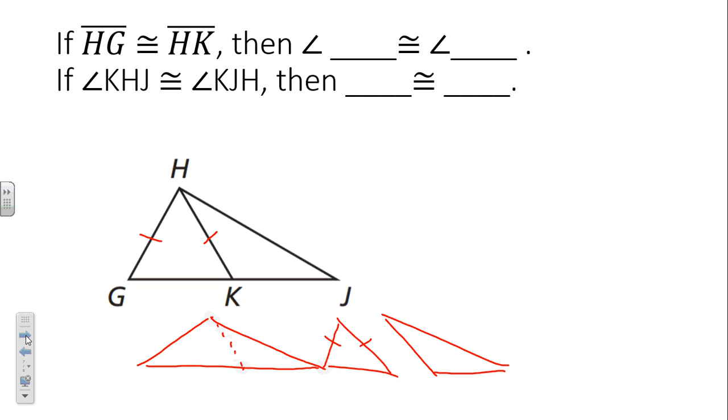Since it's an isosceles triangle, and we know the base angle theorem, what does that mean? Which angles are going to be congruent? Those bottom 2 base ones of this particular triangle. So can we call this one angle G? Okay. Because there's only one angle here.